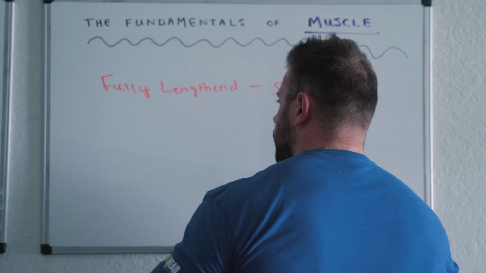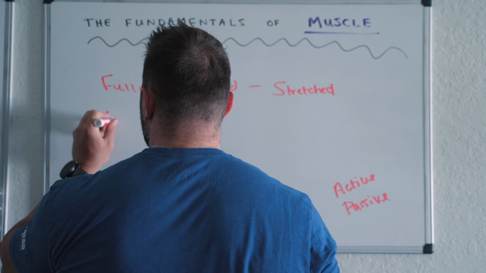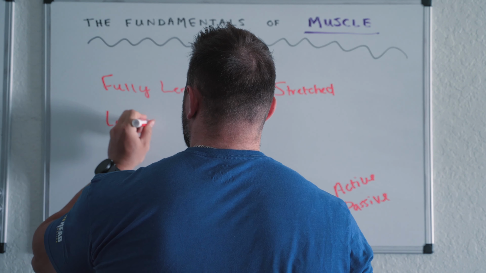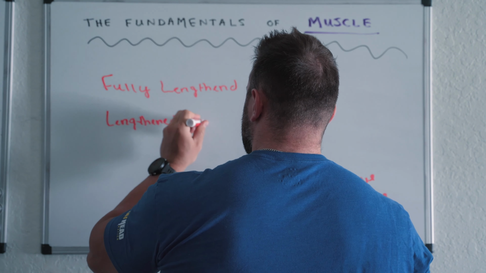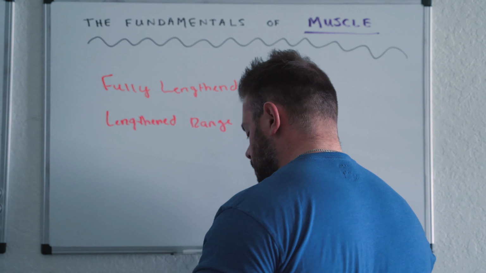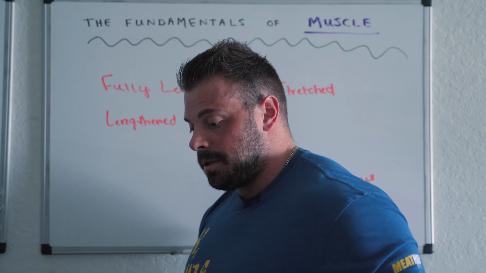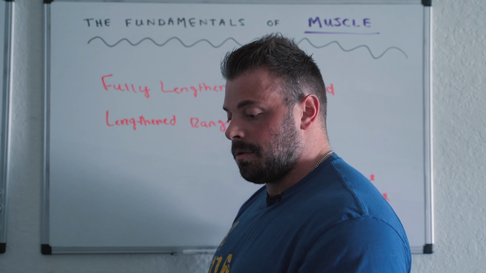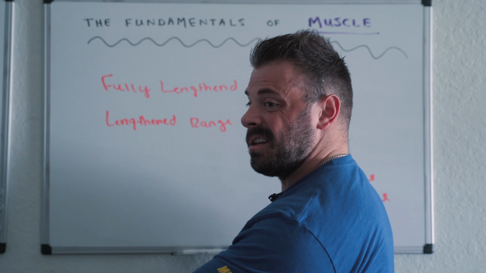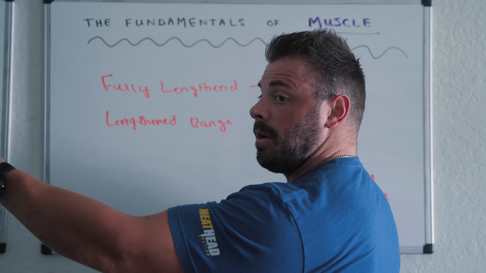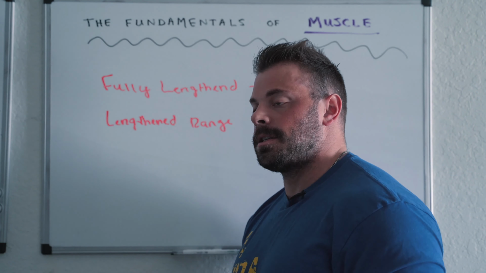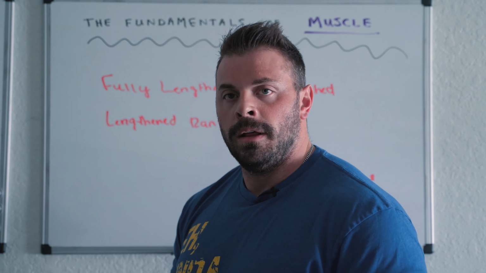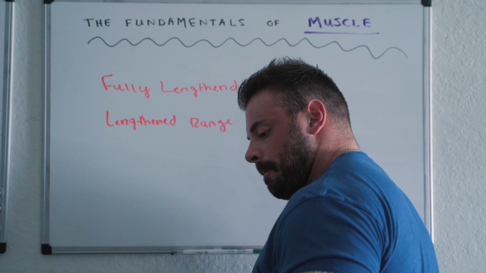So if I'm working in the lengthened range, it's the same deal. I could be working solely in that lengthened part of that range of motion, and that could go through every degree of shoulder flexion. This is the lengthened range, and this also is the lengthened range. It doesn't necessarily mean that I have to be in a fully lengthened bicep, okay?